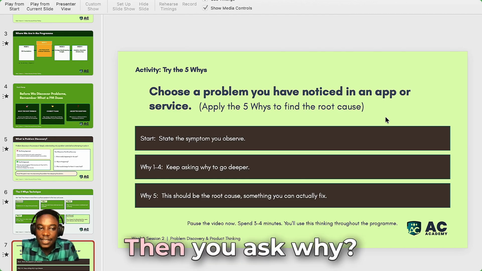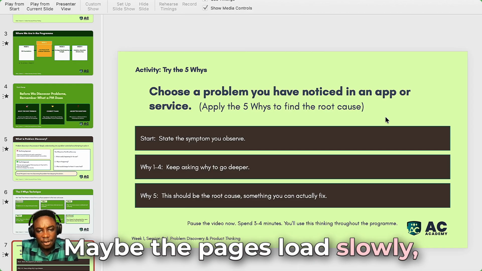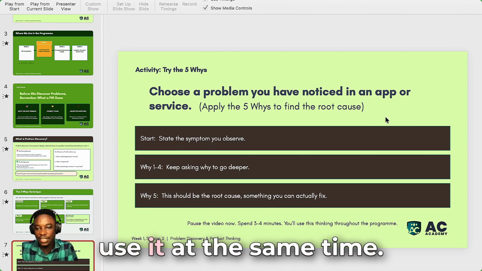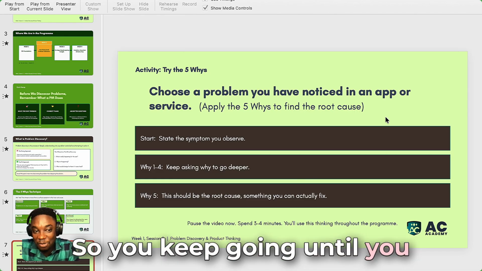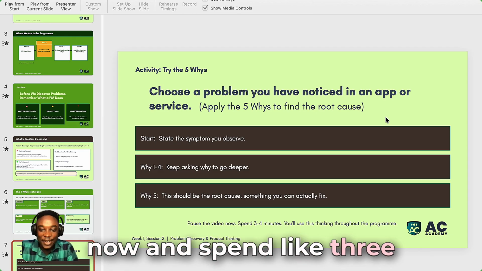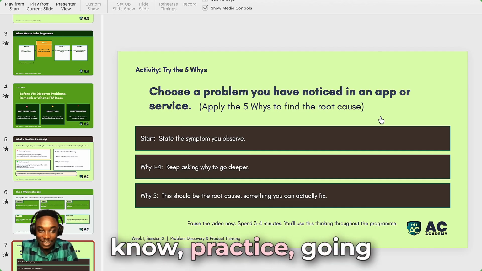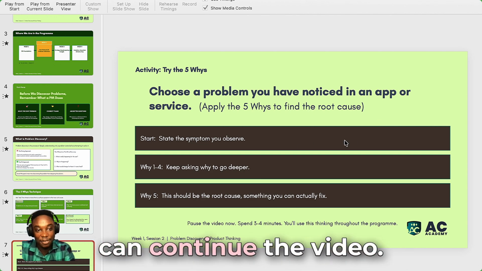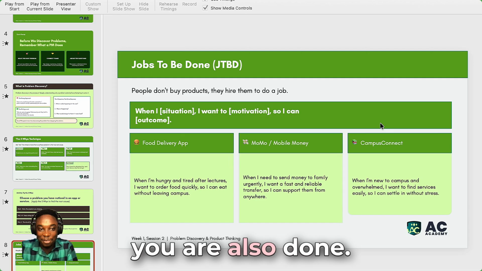Yeah, then you ask why. Why is it stressful? Maybe the pages load slowly. Or why do these pages load slowly? Maybe too many students use it at the same time. And why does that cause a problem? So you keep going until you reach something deeper. Yes. So you can pause the video now and spend like 3 to 4 minutes on this. Do not worry if it is not perfect. The goal is to practice going deeper instead of jumping to conclusions. So when you're done, you can continue the video. All right, I am done myself. So I'm sure you are also done.